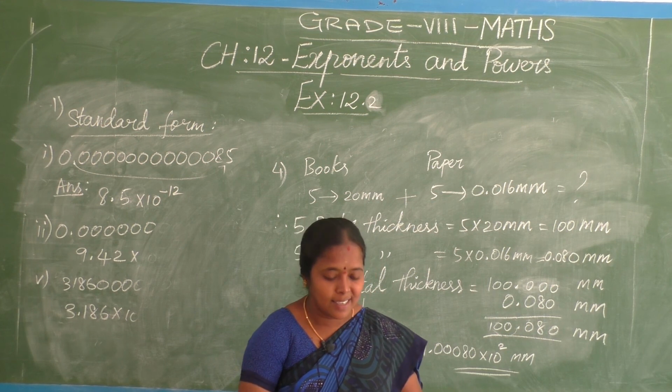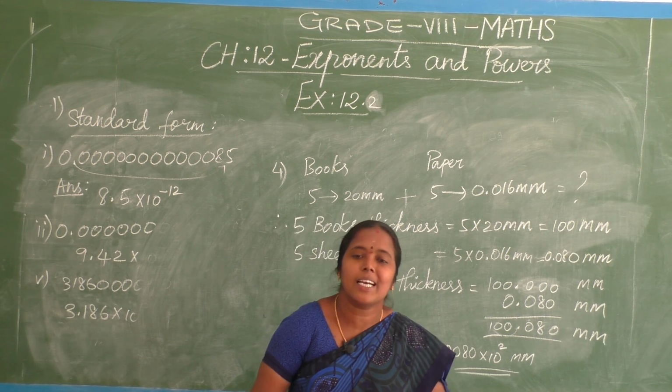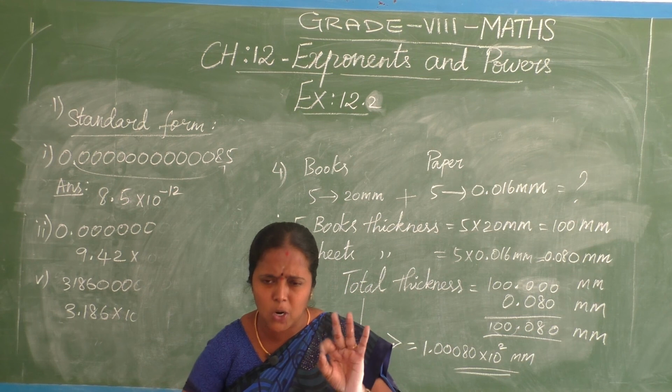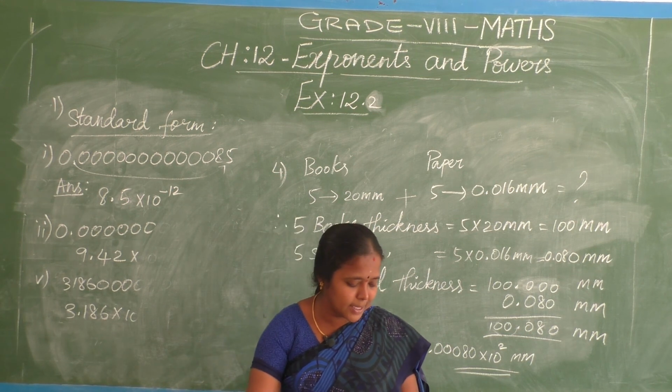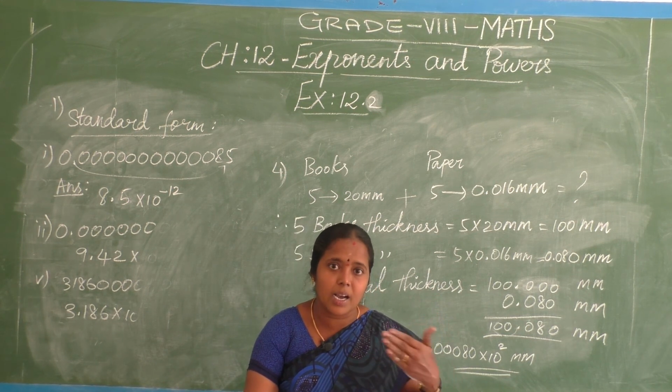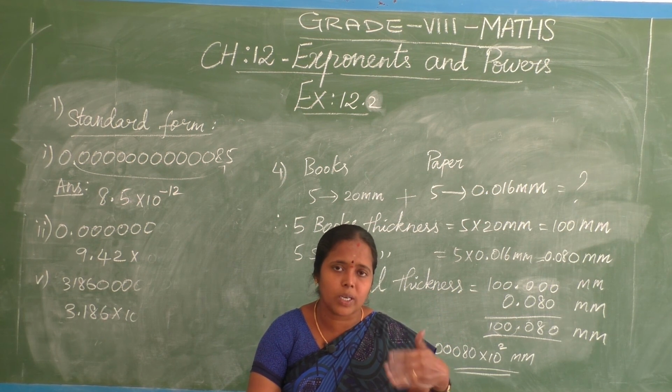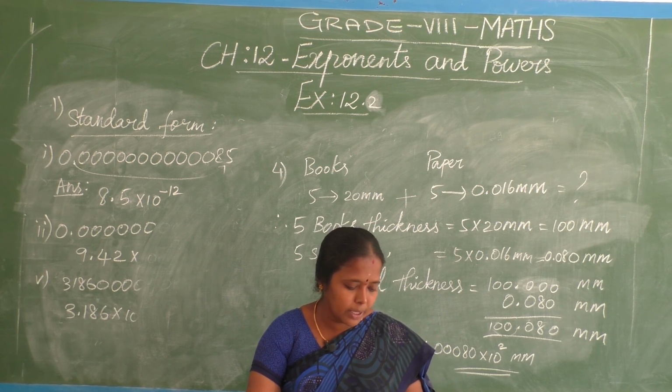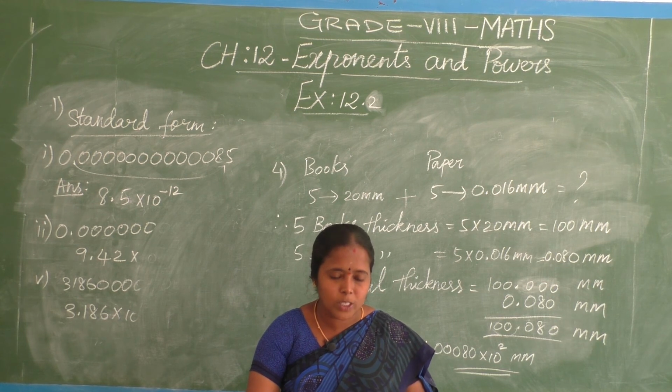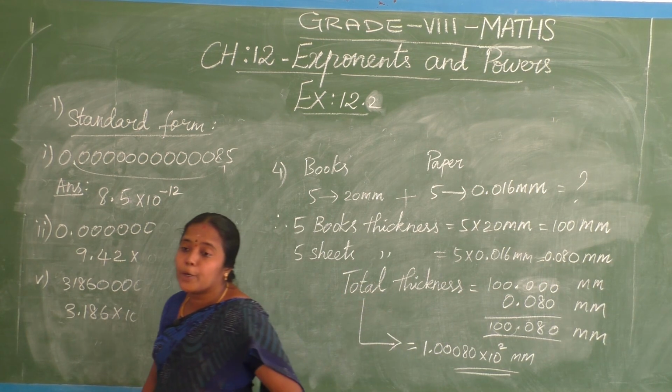That's all, children. 2 exercises completed. The chapter also is that much only. Smallest topic. Okay, completed. Just go through the laws. The 5 or 6 laws only repeatedly come while solving the sums. Take practice, worksheet also will come, side by side complete your classwork.